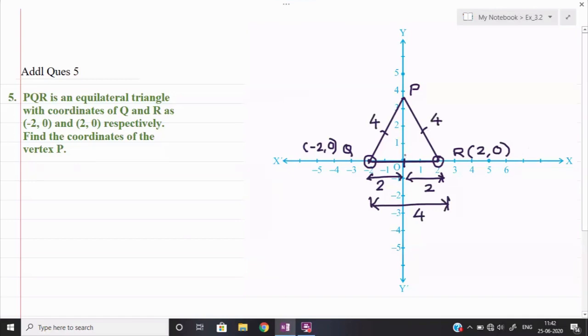Second thing, we know that the axes are always perpendicular, so this angle will be 90 degrees. So we have triangle POR, where I suppose this point is O. I can say that triangle POR is a right angle triangle where OR is 2 units and PR is 4 units. So first we shall mention here, since OQ is equal to OR is equal to 2 units.